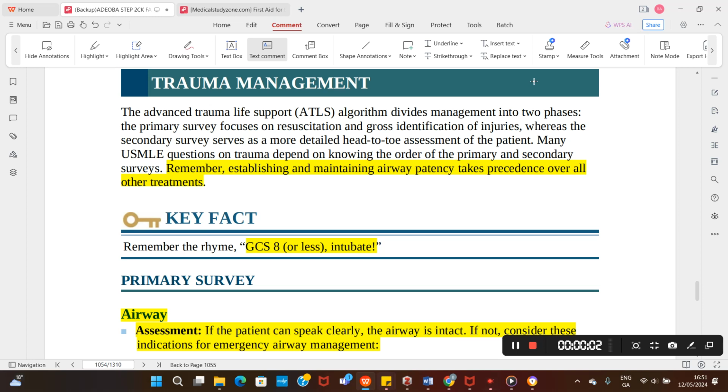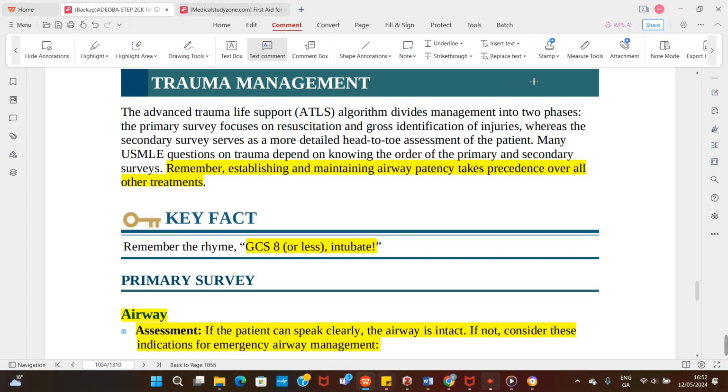Hi everyone. So we are going to continue by talking about trauma management, and it's important for us to remember that the Advanced Trauma Life Support algorithm is divided into two phases: the primary survey and the secondary survey. The primary survey is majorly concerned with the initial resuscitative measures, which are instituted to stabilize the patient, and also identification of injuries that might have occurred to that patient.